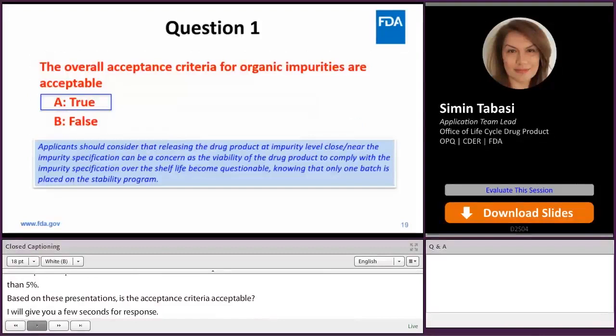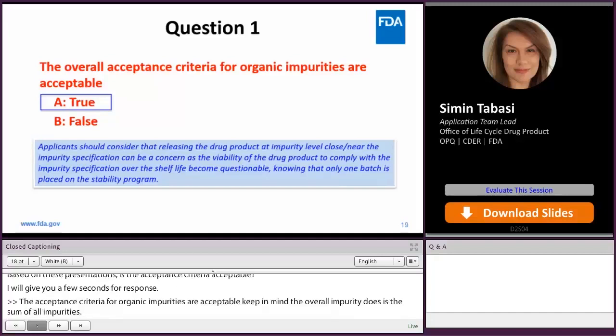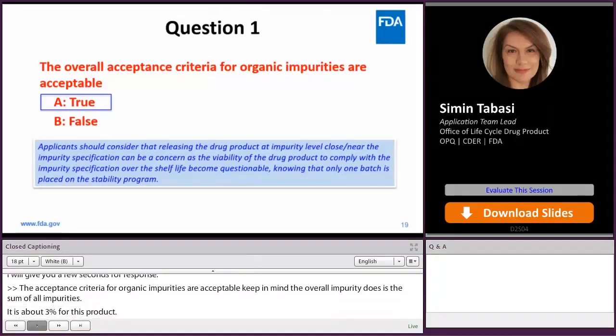Yes, the overall acceptance criteria for organic impurities are acceptable. However, please keep in mind that the overall impurity profile, I mean the sum of all impurities, for this product is about 3% and the assay limit is 95 to 105%. If impurity levels in a releasing batch are at or close to the specification level, there is a high potential for assay failure during shelf life.